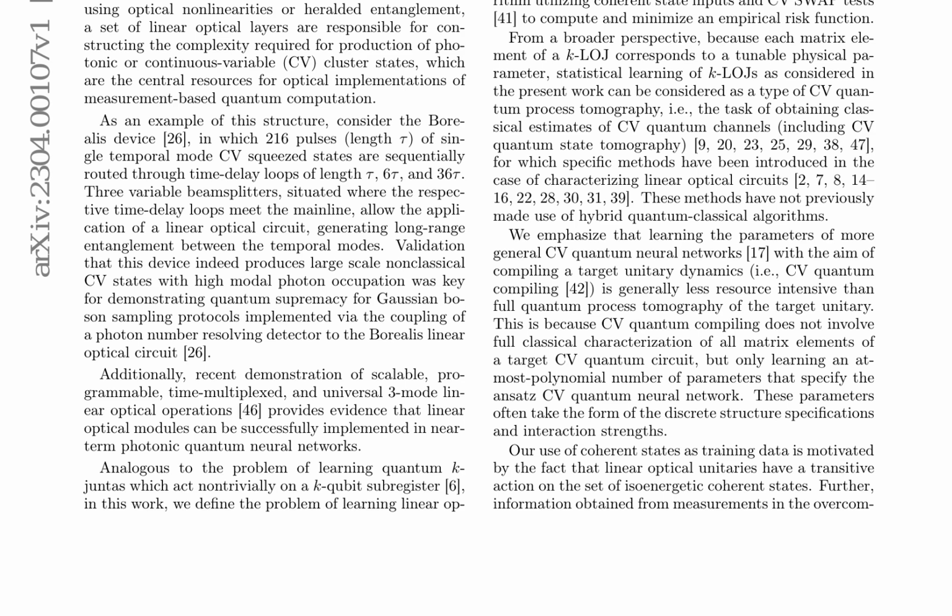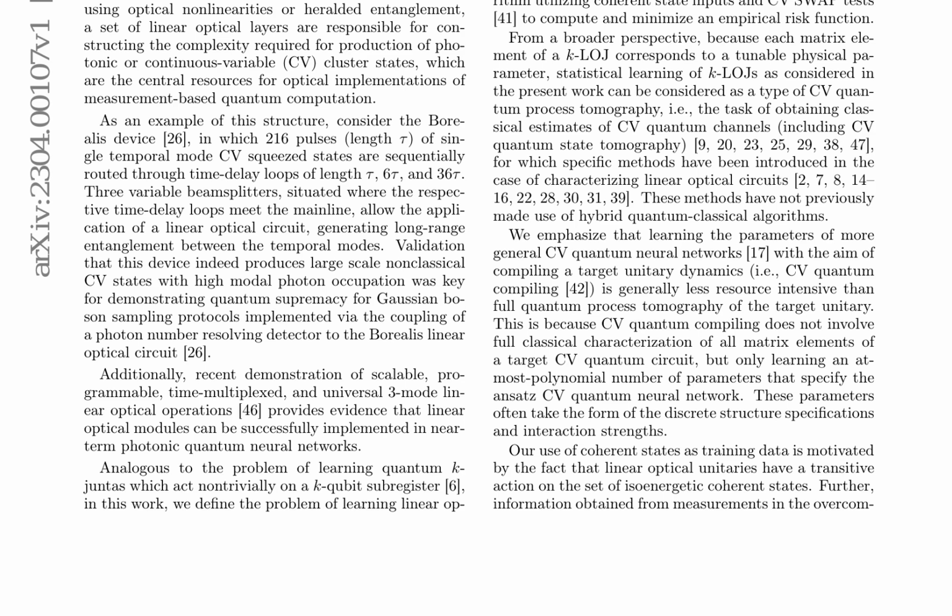The use of coherent states as training data is motivated by the transitive action of linear optical unitaries on isoenergetic coherent states. Measurements obtained from these coherent states are utilized to estimate the matrix elements of the target linear optical unitary. The learned parameters often correspond to discrete structure specifications and interaction strengths, offering significant improvements in training data requirements. This approach is a type of continuous variable quantum process tomography, and its broader implications for characterizing linear optical circuits and photonic quantum neural networks are emphasized.